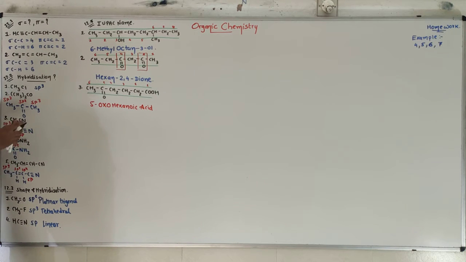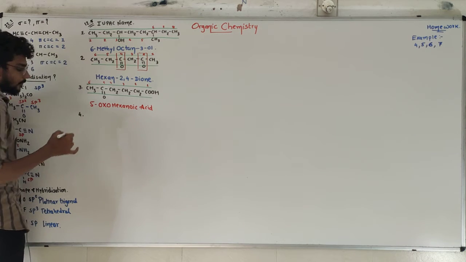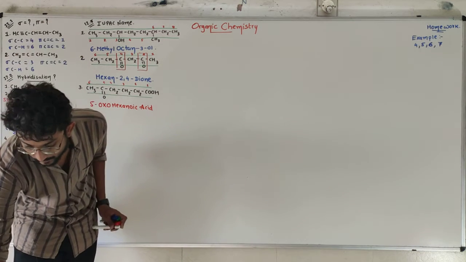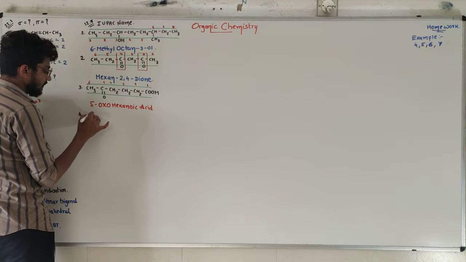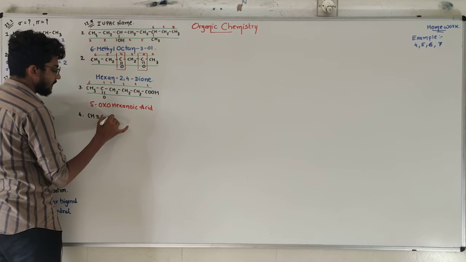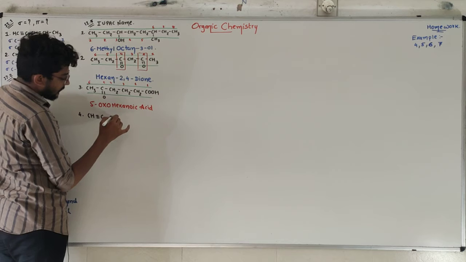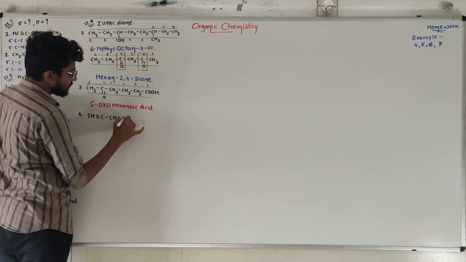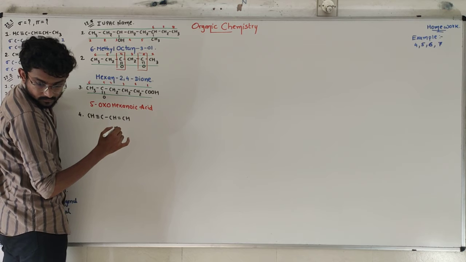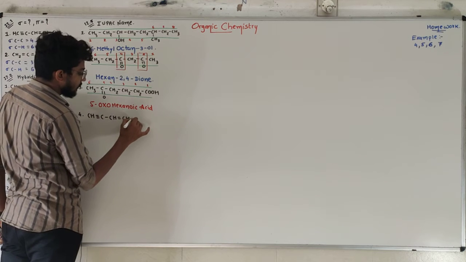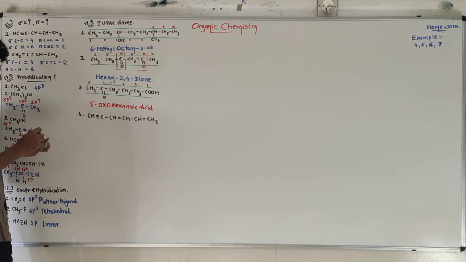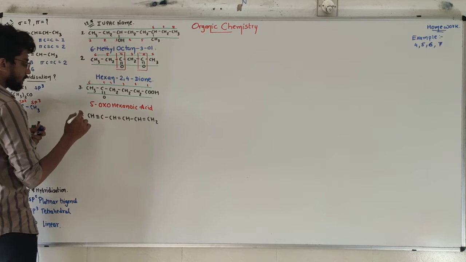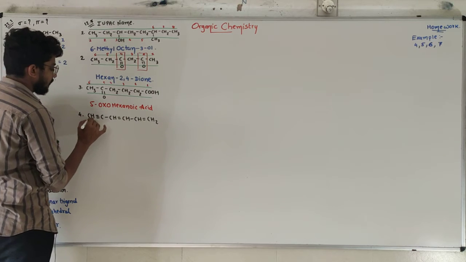After that, our fourth compound, number 4: CH triple bond C single bond CH double bond CH single bond CH double bond CH2. This is the compound we have given as the fourth compound, and for this compound the longest chain is the straight-ahead chain.